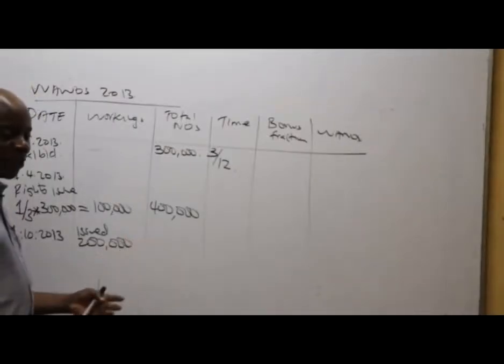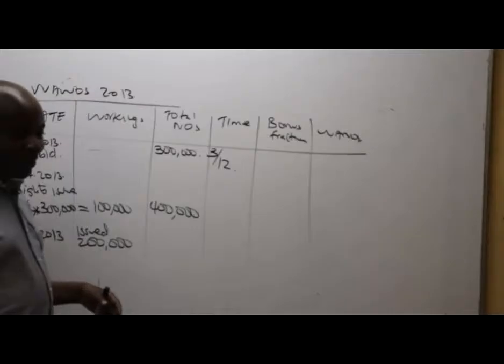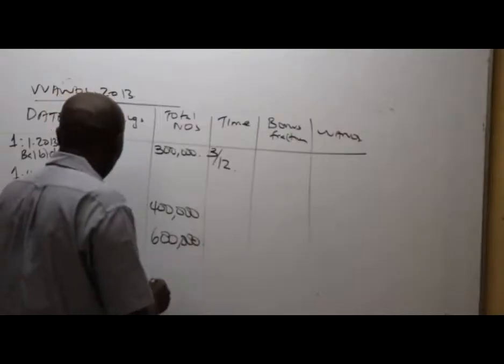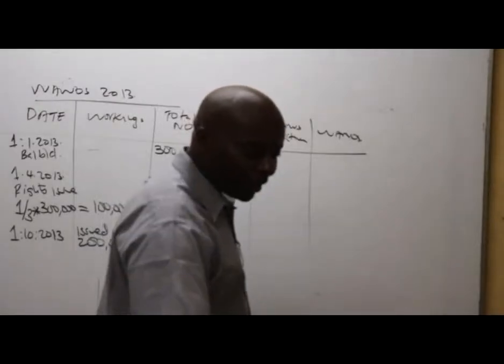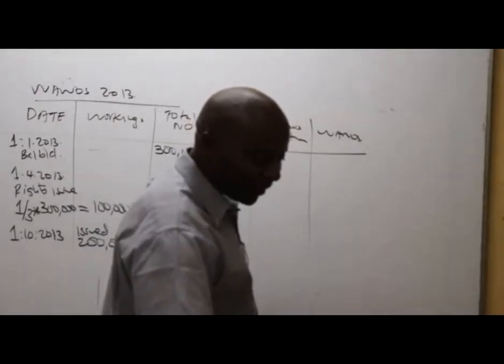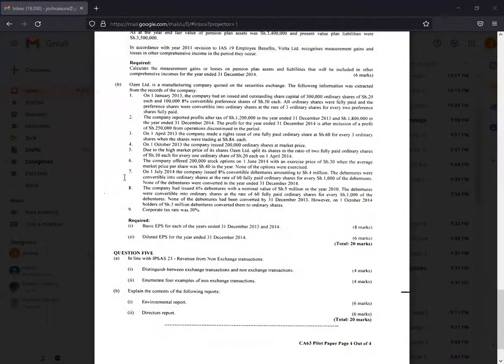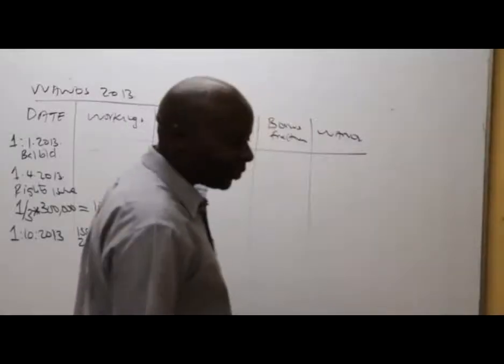So how many shall we be having in total? 600,000. Thank you very much. Apart from this transaction, do you want any other transaction? Are we done with April? Not yet. Finish April. I just want to capture the transactions of 2013. The next one was in 2014, it has jumped to 2014. So there is nothing else in 2013.